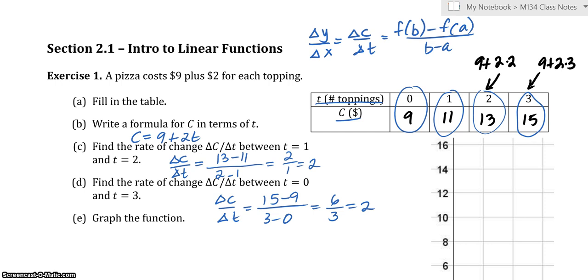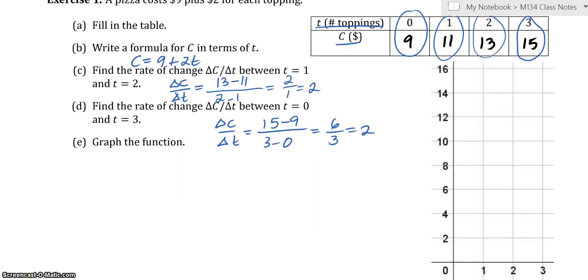Let's graph the function. To graph it, I'm just going to plot these points. So 0 for the t, this one's the t, and this is the c. The horizontal is always the first column. The c is always the second column. 0 is 9. 1 is 11, so in between the 10 and the 11 there. 2 is the 13. We're in between every time, aren't we? 3 is 15. If we connect those, you see you get a nice line.